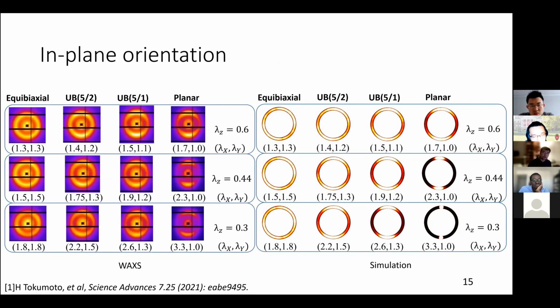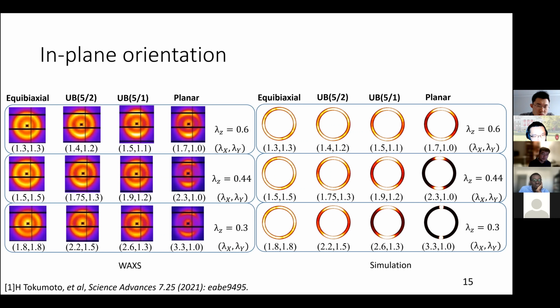Other than that, we can also see the in-plane reorientation of the liquid crystal elastomers, where the left figure is showing the wide angle X-ray scattering of the in-plane orientation of the liquid crystal molecules. The intensity is showing the population of the orientation in plane. On the right-hand side is our simulated scattering result. There is a very good one-to-one correspondence between these figures.